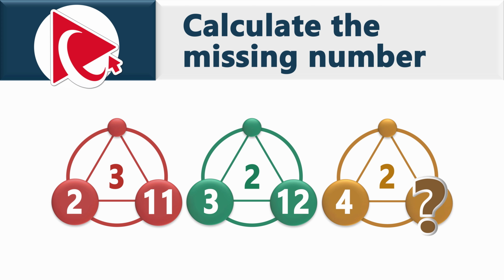The numbers in the first shape are 3, 2, and 11. The numbers in the second shape are 2, 3, and 12. And the numbers in the third shape are 2 and 4. And then the third number is missing. You need to calculate the missing number and select your answer out of 4 possible choices.